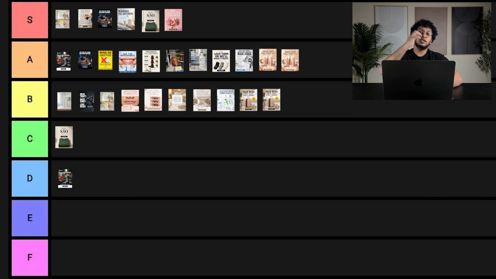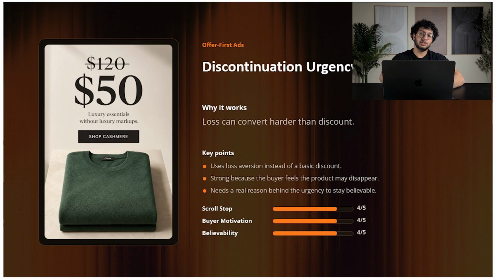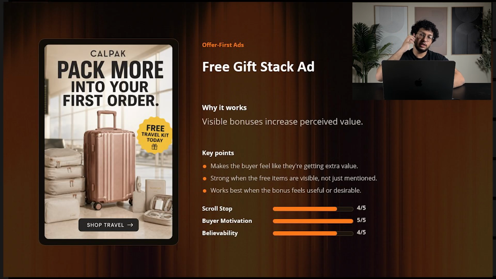Next is discontinuation urgency. This is C tier. Discontinuation can work because it uses loss aversion. The product might disappear. The color might not come back. The flavor is going away. But it's also fragile. If brands overuse this, people stop believing it. So this can work in specific situations, but I wouldn't rely on it unless the reason is real. C tier.